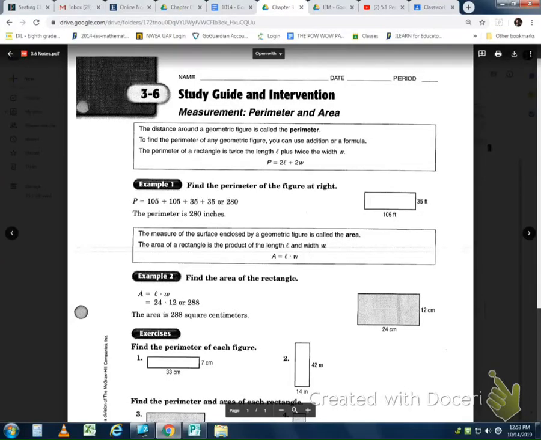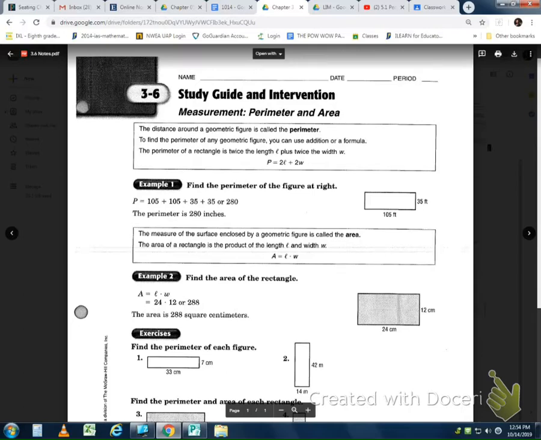Lesson 3-6, measurement, perimeter, and area. This is referring to perimeter and area of rectangles. So it tells us in the box at the top, the distance around a geometric figure is called the perimeter. To find the perimeter of any geometric figure, you can use addition or you can use a formula. And that's true with a rectangle.